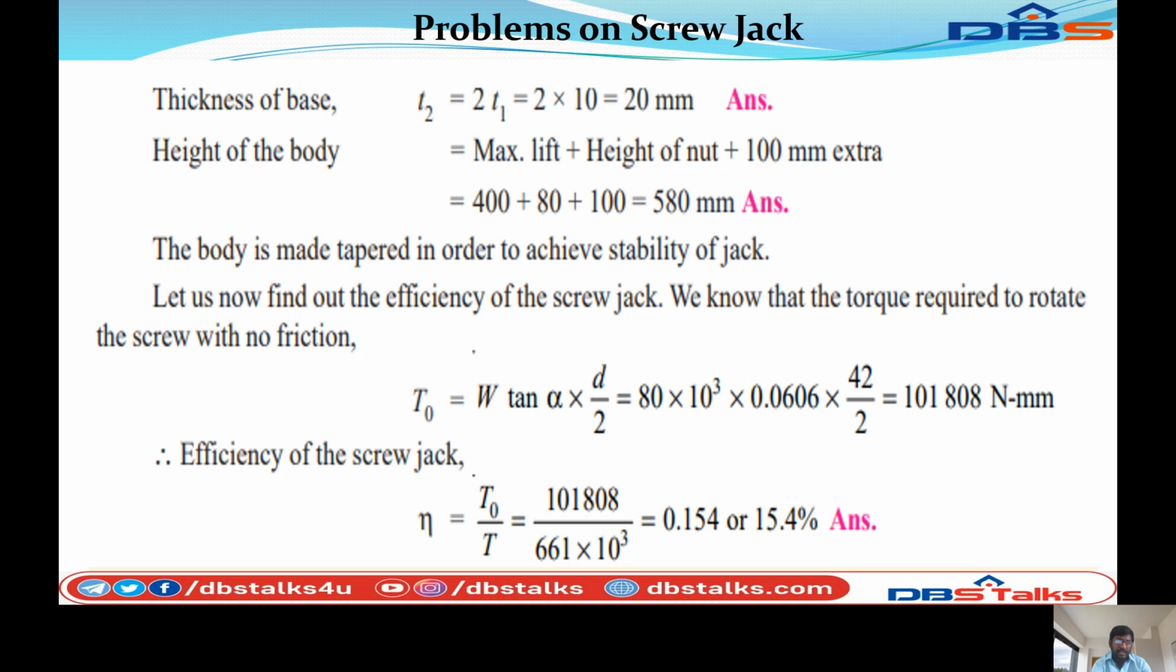So finally you can calculate the efficiency of this screw jack. Therefore efficiency of this screw jack, eta, is equal to T naught by T, that is equal to 1,01,808 divided by 661 into 10 cube, that is equal to 0.154 or 15.4%. So efficiency of the screw jack is 15.4%. So this is the problem of screw jack. So this is the design procedure for the problems on screw jack.